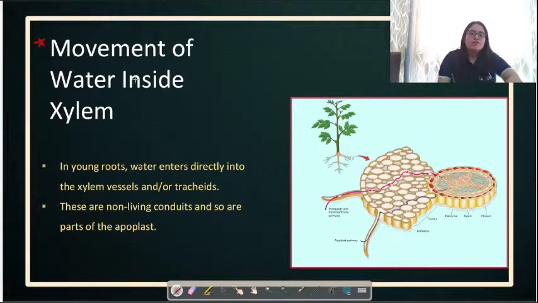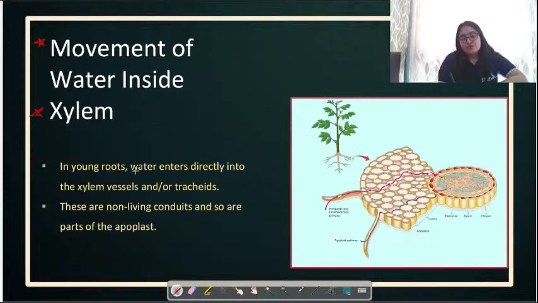Now let us see the movement of water inside the xylem. I have been explaining this movement of water inside the root xylem. So we have till now discussed the apoplast and symplast pathway. There are a few more important points that are given in your NCERT on this topic. Let us try to discuss them.